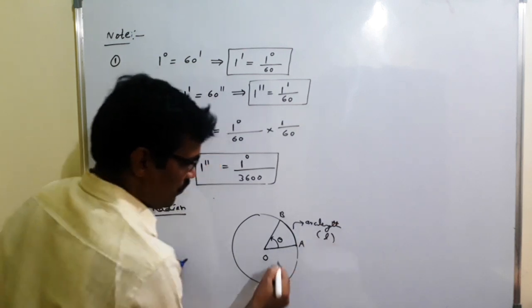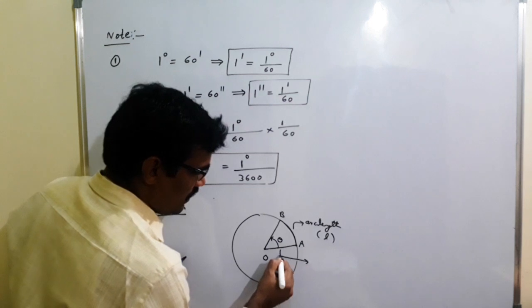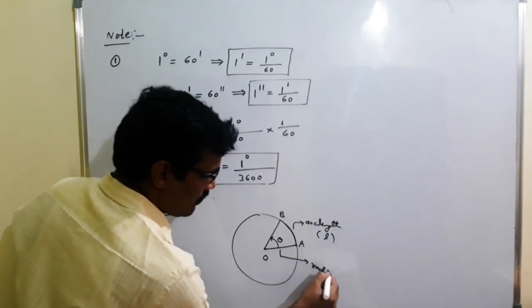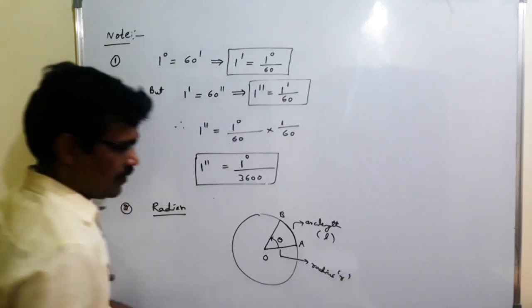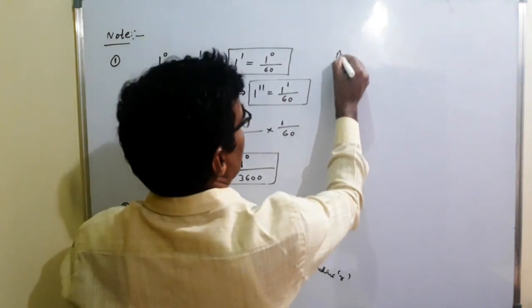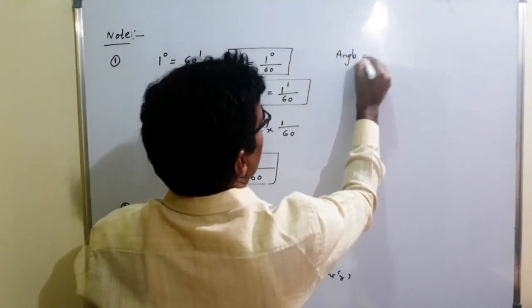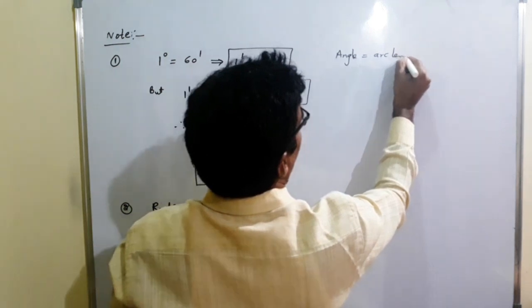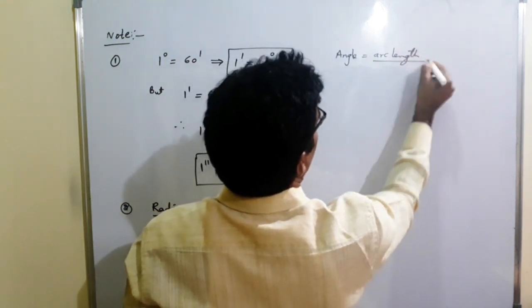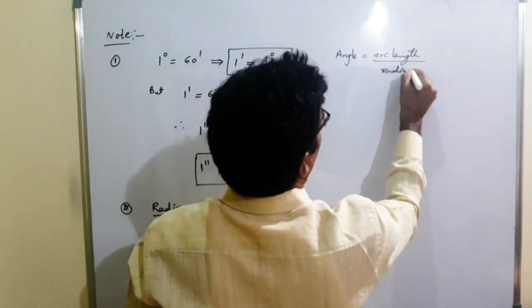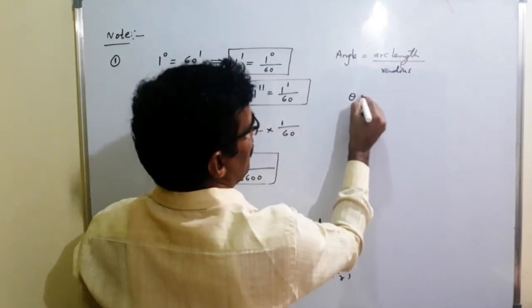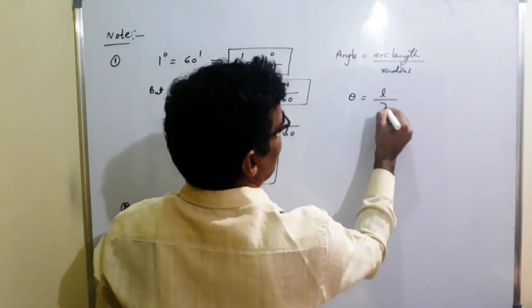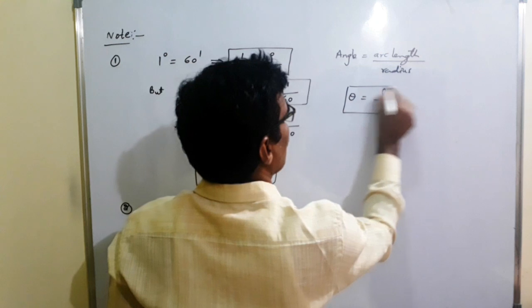It is L. Here this part is the radius, radius is R. What is the angle? Listen carefully. Angle is equal to arc length by radius of the circle. Angle theta is equal to L by R.